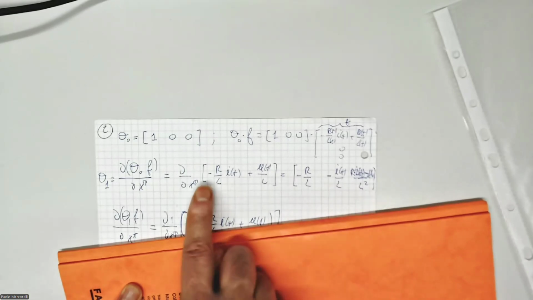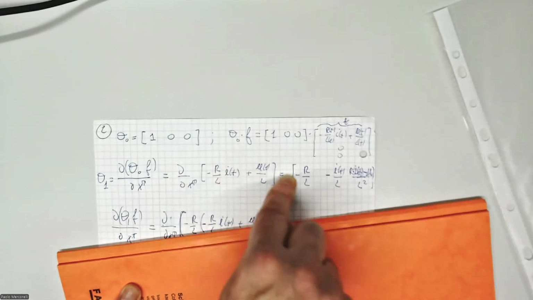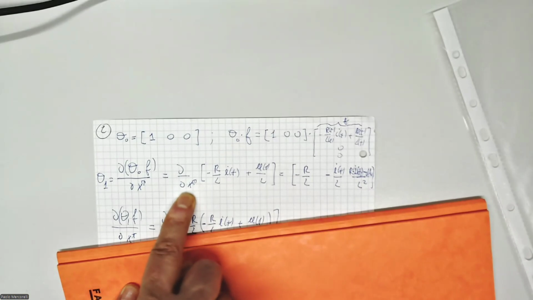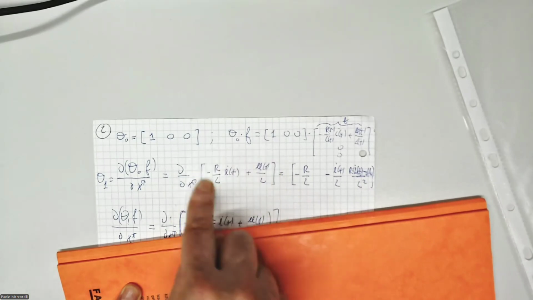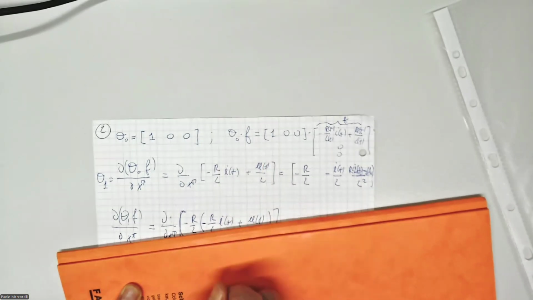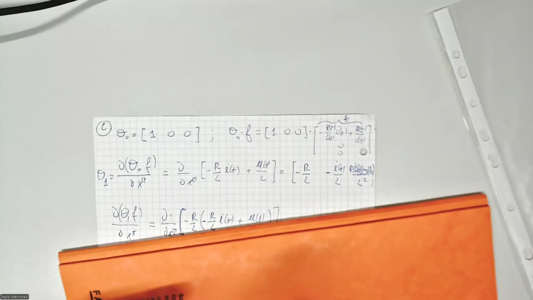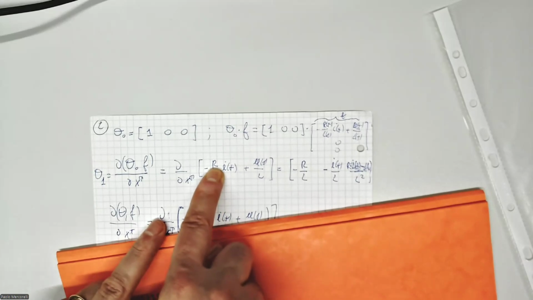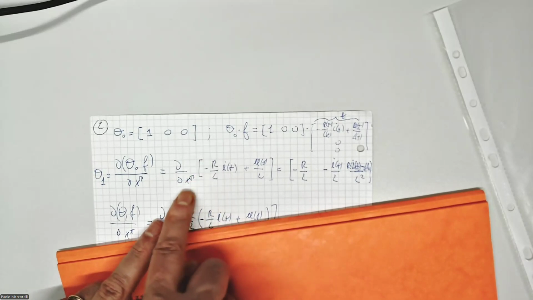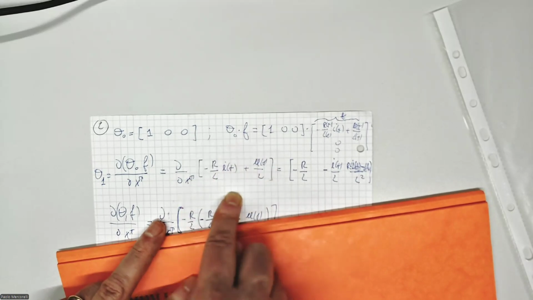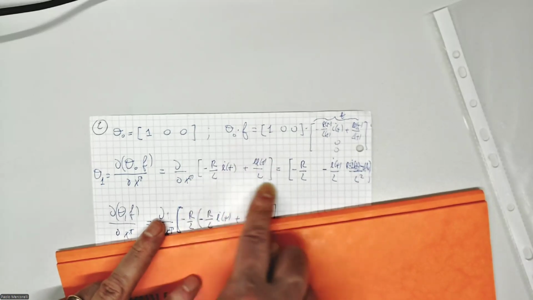Why that? Because the derivative of this scalar with respect to I is minus R divided by L. The derivative of this scalar with respect to R is I divided by L. Why that? Because R appears linearly just here. Clear, no? Now, the derivative of this scalar with respect to L, we have an L in the denominator.